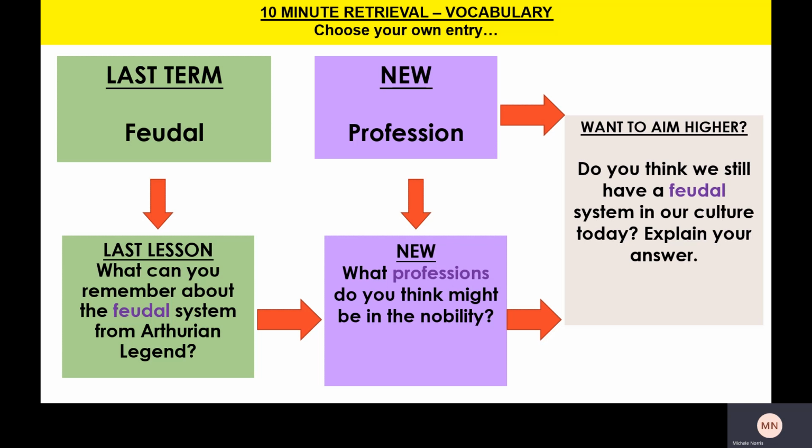So stop the video now and jot yourself down some things that you might recall from the feudal system from Arthurian legends. So stop the video now then, please.